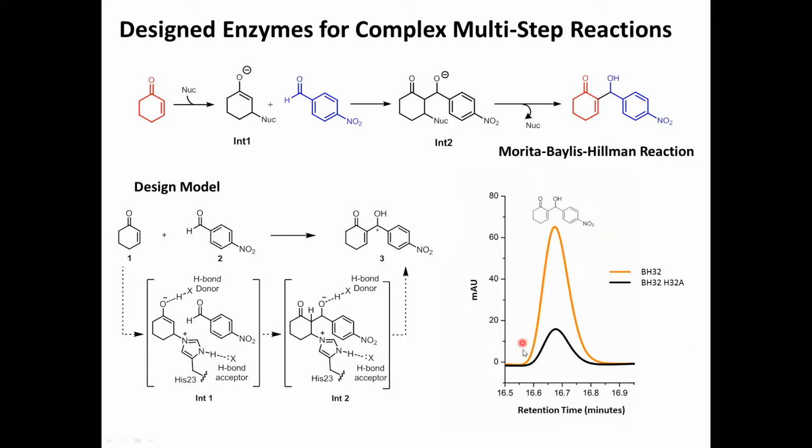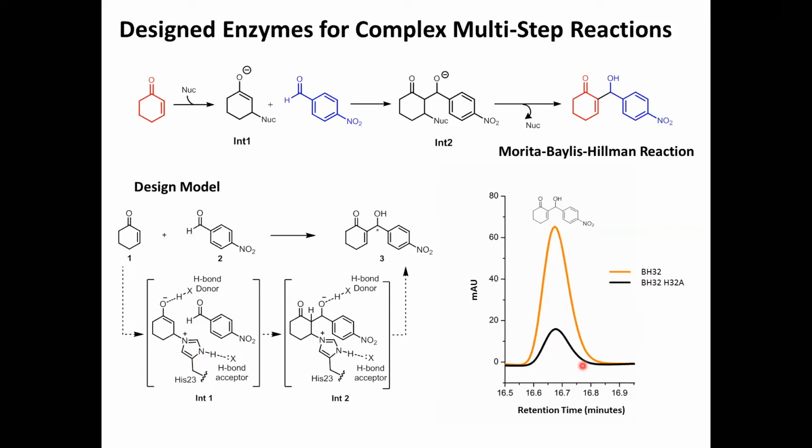And so always an important thing when you're looking at the activity is the comparison to what I would call effectively a knockout. So what we've got here in an orange color is the HPLC trace of product formation with the designed catalyst. And if you remove the catalytic histidine, which is the central residue, what you can see is that you've got a substantial reduction in activity.